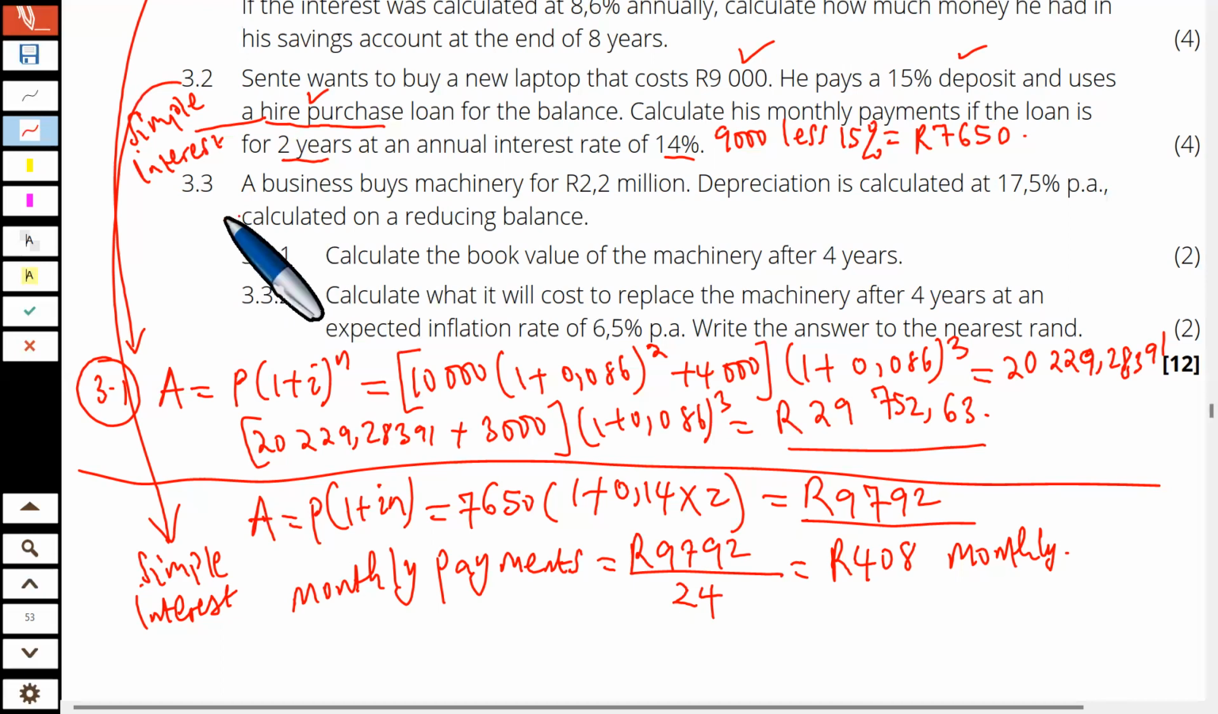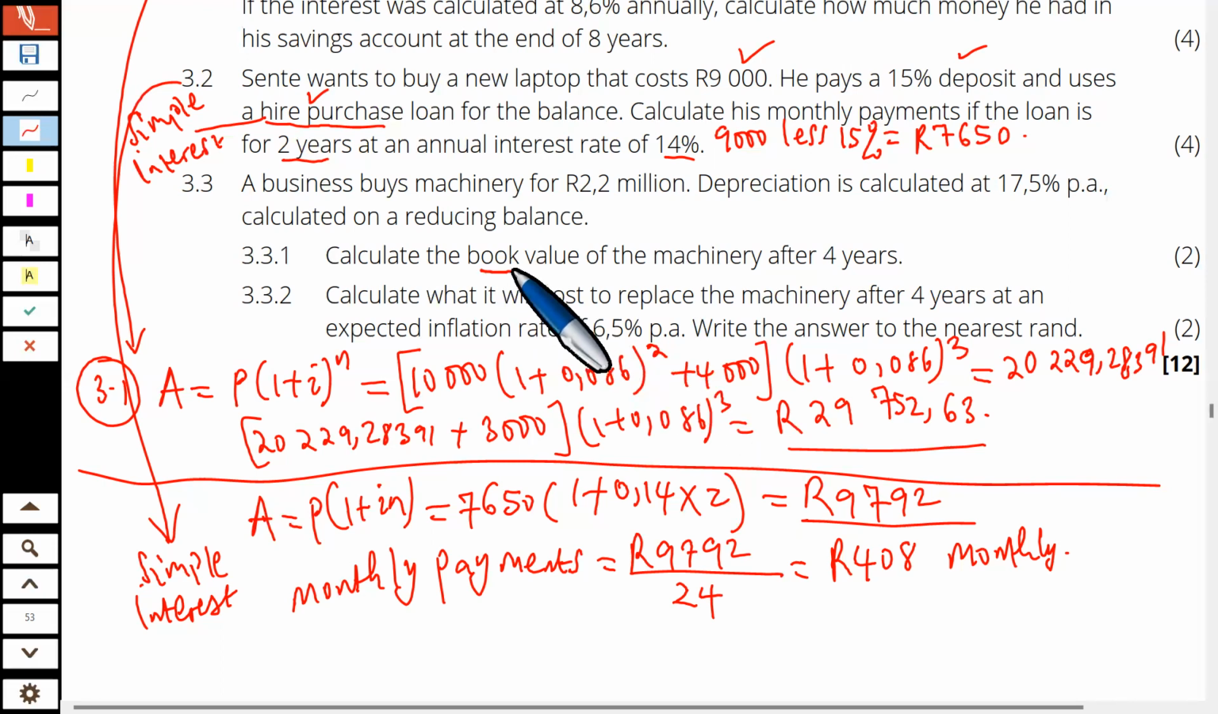Right. In 3.3, a business buys machinery for 2.2 million. So in a business, they buy machinery for 2.2 million. Depreciation is calculated at 17.5% per annum, calculated on a reducing balance. Okay, so 3.3.1. Calculate the book value of the machinery after 4 years.